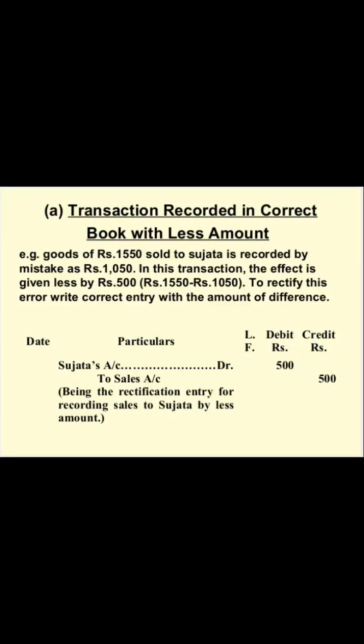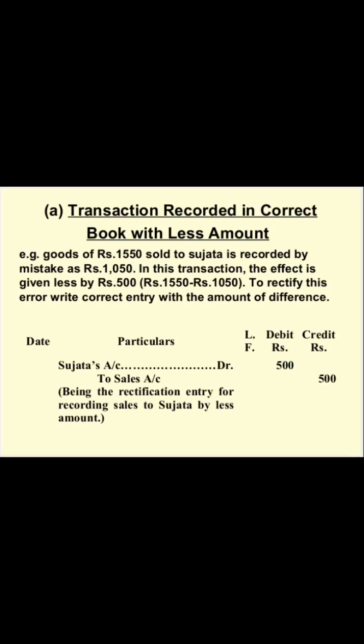Now let us understand all the commission errors one by one. So the first one is transaction recorded in correct book but with less amount. Here's the example where goods of rupees 1550 sold to Sujata is recorded by mistake as rupees 1050. In this transaction, the effect is given less by rupees 500.